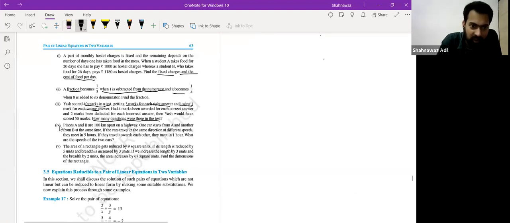Okay, so this is also a good question. Places A and B are 100 km apart on a highway.